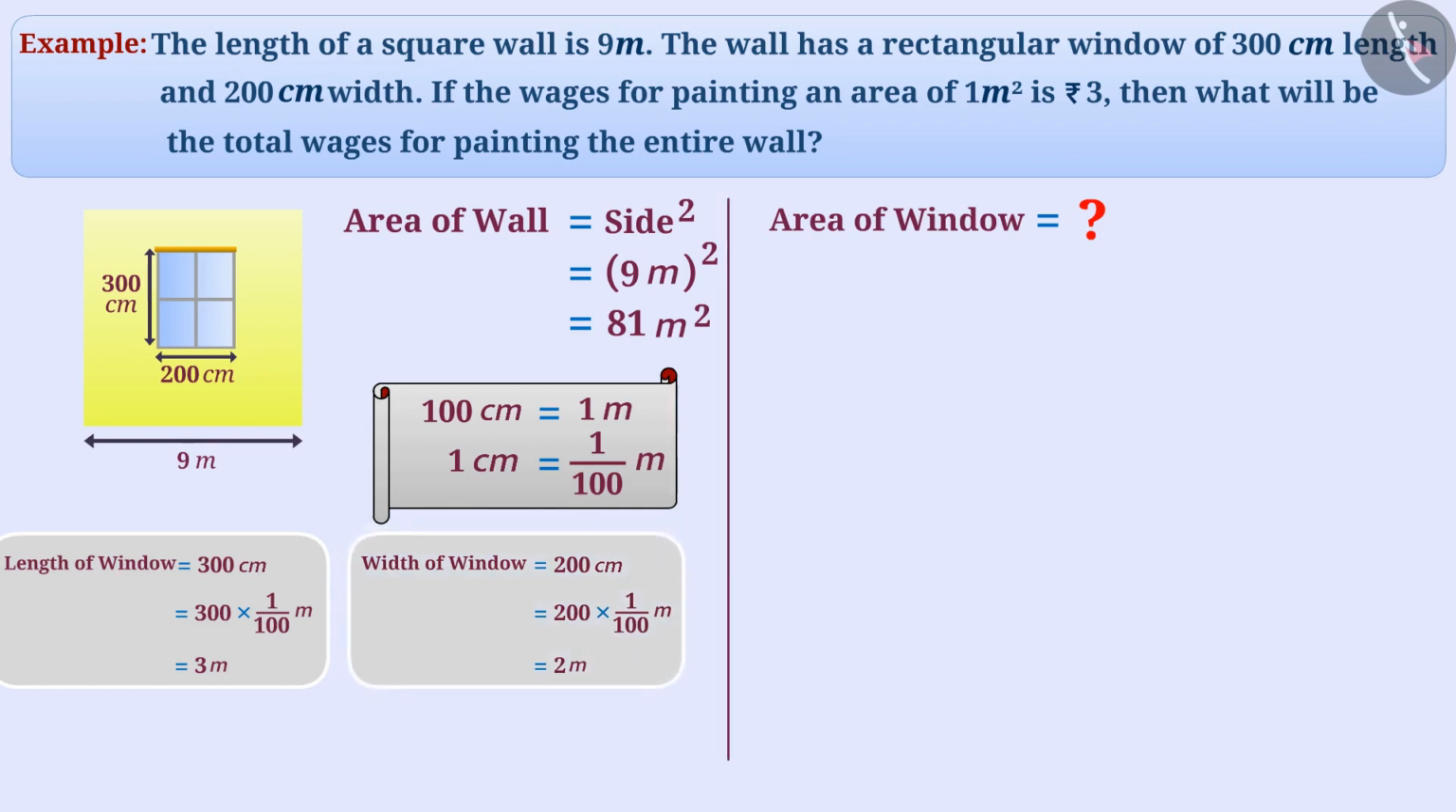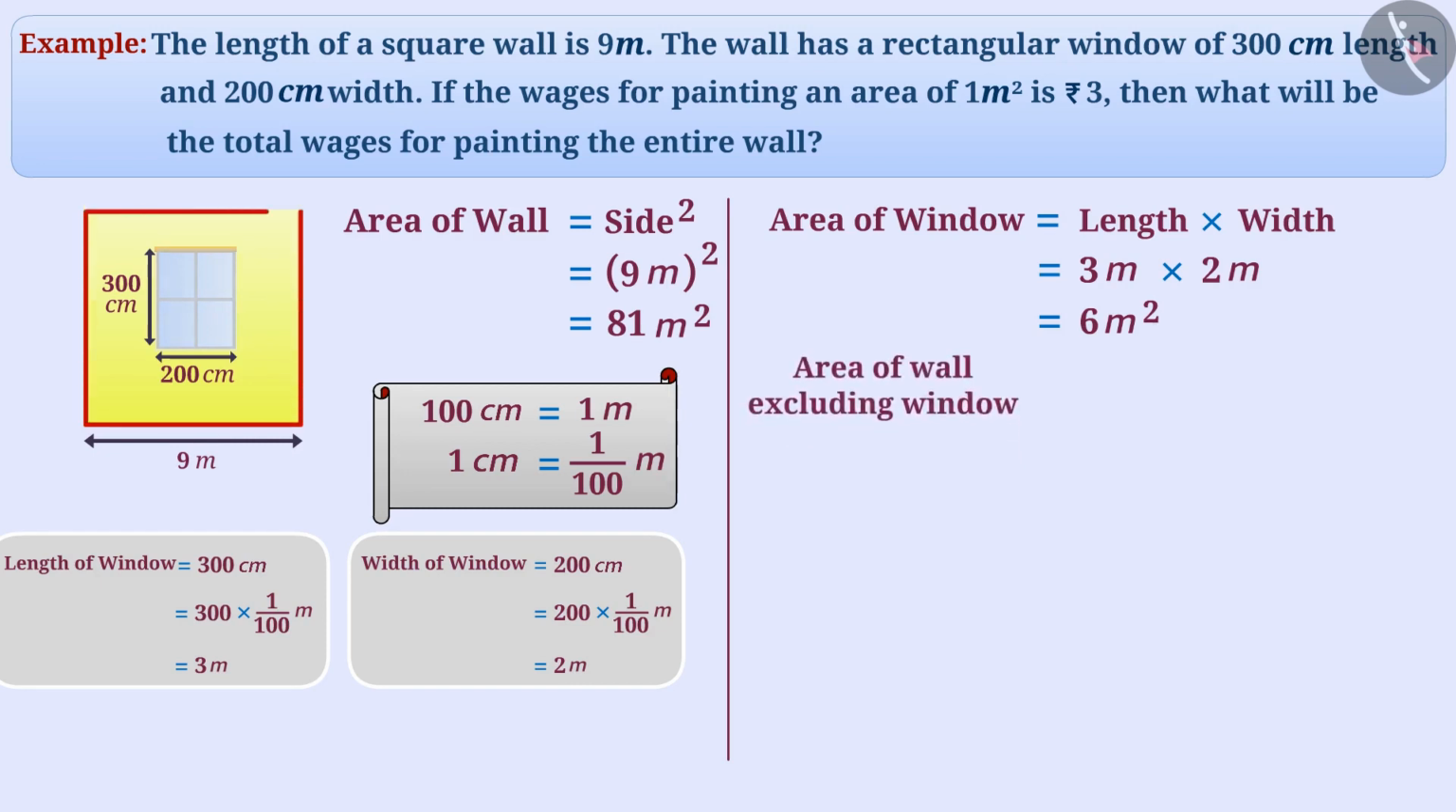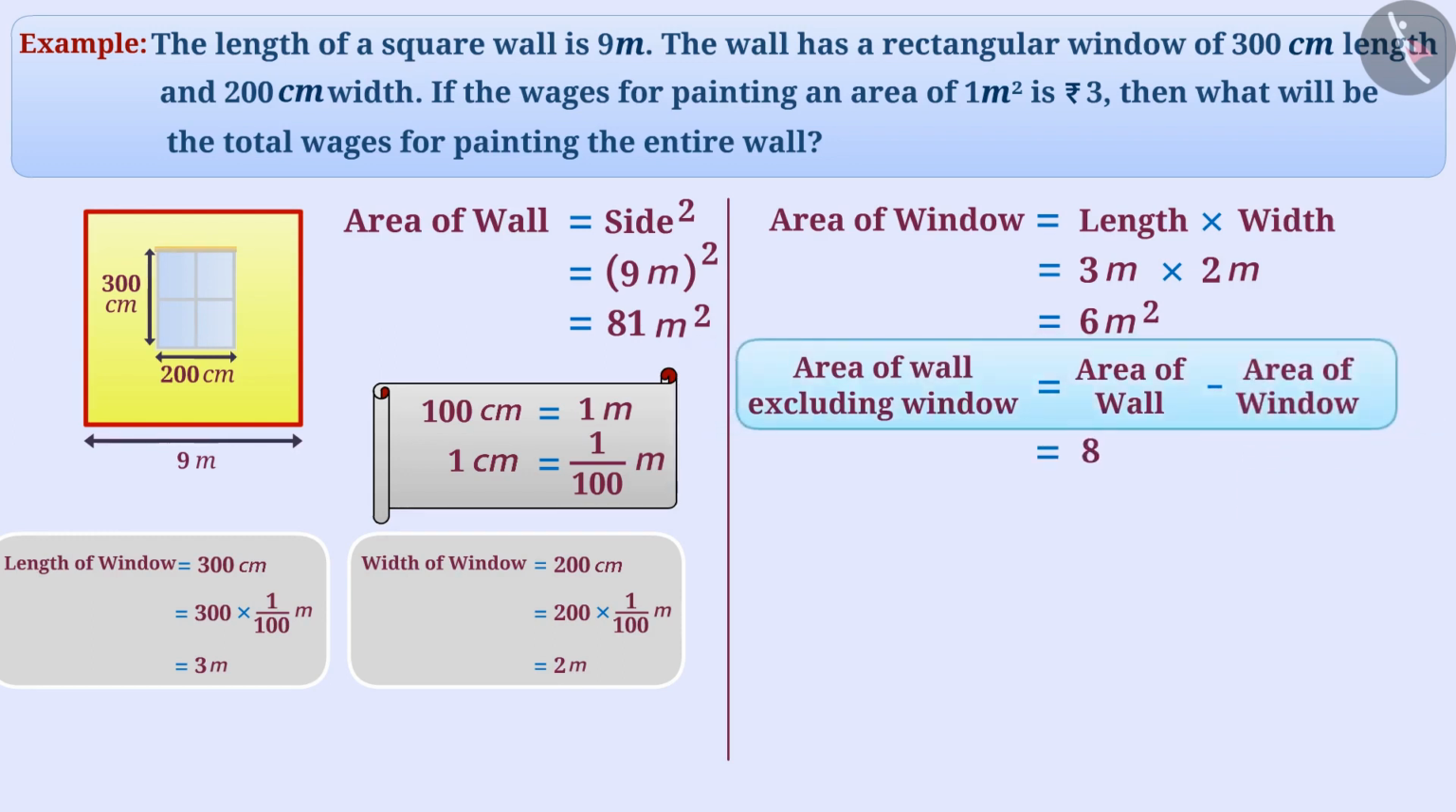Therefore, the area of the rectangular window is length multiplied by width, which is equal to 3 meters multiplied by 2 meters is equal to 6 square meter. Now, the area of wall excluding the window will be area of the wall minus area of the window is equal to 81 square meter minus 6 square meter is equal to 75 square meter.